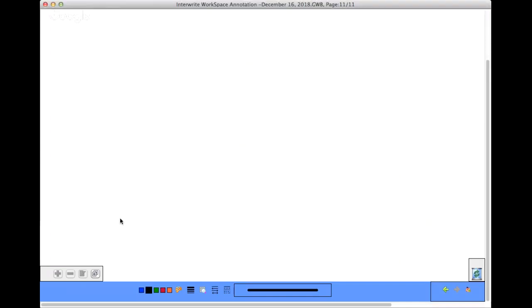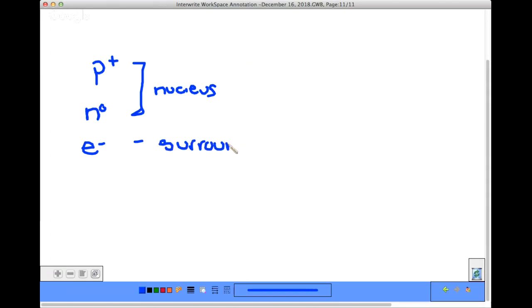Our subatomic particles, we have 3. We have a proton, we have a neutron, and we have an electron. These 2 are found in the nucleus. These are found in the surrounding area, so anywhere outside the nucleus.